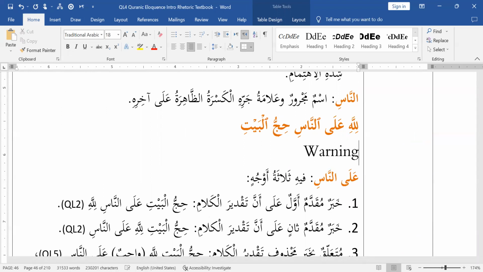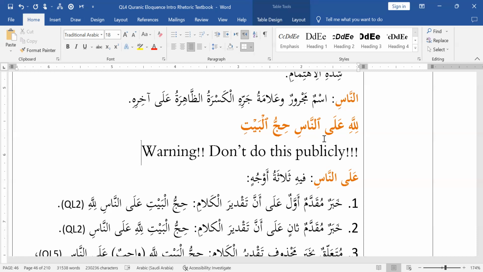But I want to give you a warning: don't do this. Don't do this publicly, okay? What I am about to do, don't do it publicly. Why? Because you're changing the order of words in the Quran, and that's haram and it's kufr also. But it's only allowed if you want to analyze it grammatically and linguistically.